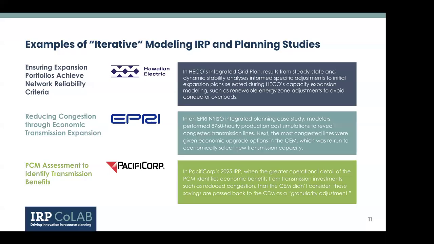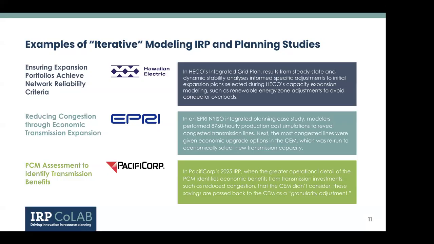So as Nick mentioned, this is what we see as today's best practice. And we see examples from both within IRPs and from other utility leaders. One is from HECO, Hawaiian Electric, who in their integrated grid plan took results from their steady state and dynamic stability analyses to inform specific adjustments to their expansion plans, specifically making modifications to the renewable energy zones to avoid conductor overloads.